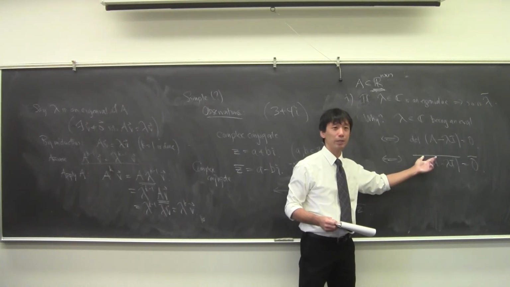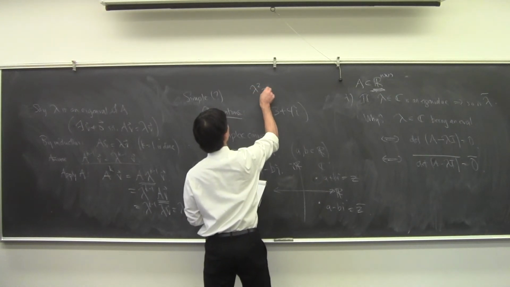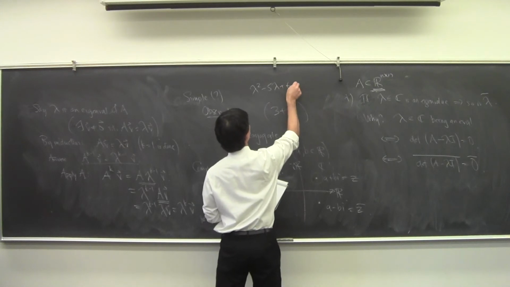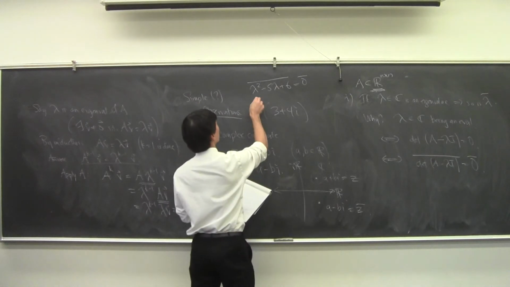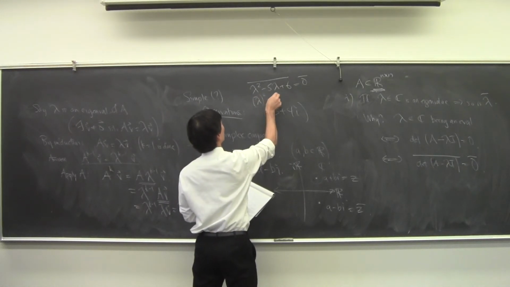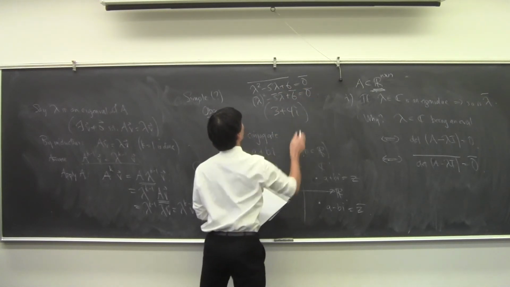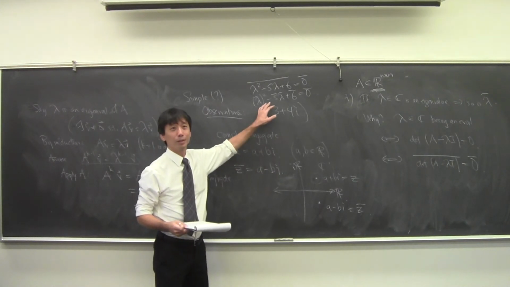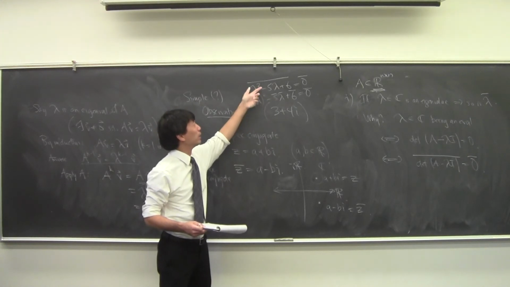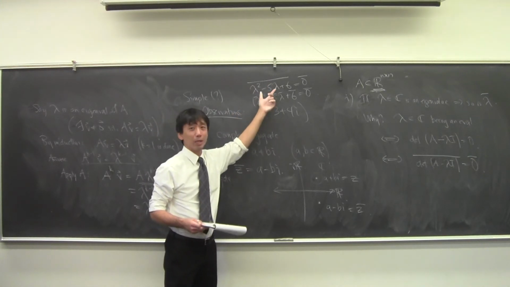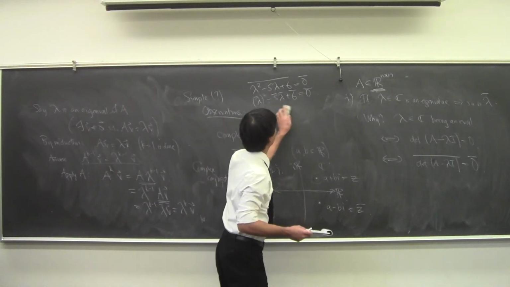So I take the complex conjugate of this polynomial. If I had some polynomial over here, I just take the complex conjugate of both sides, and I would get lambda bar squared minus 5 lambda bar plus, I would get this. So I'm kind of cheating you because I'm using a property of the complex conjugate, but I'm just going to do it.